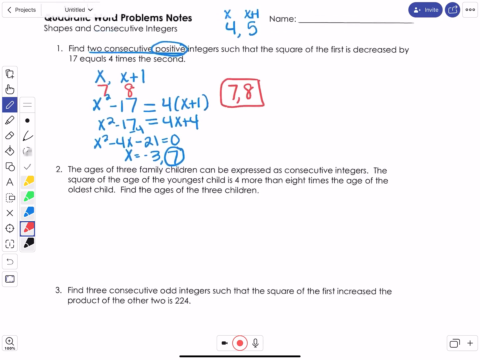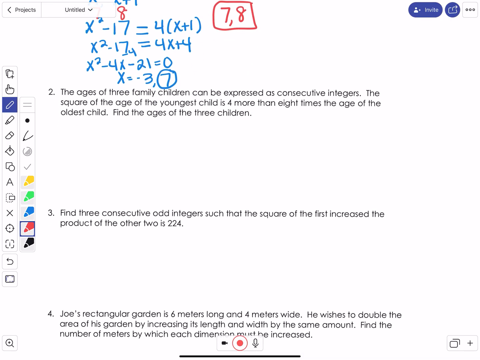All right, next problem. The ages of 3 family children can be expressed as consecutive integers. This time I've got 3 consecutive integers, so that would be x, x plus 1, x plus 2.